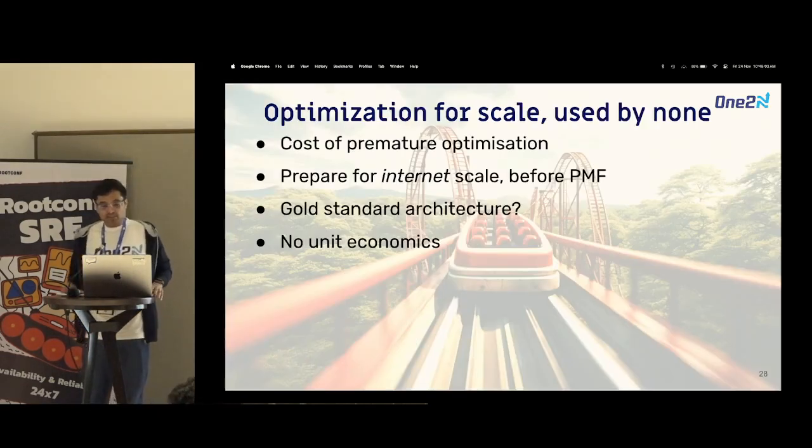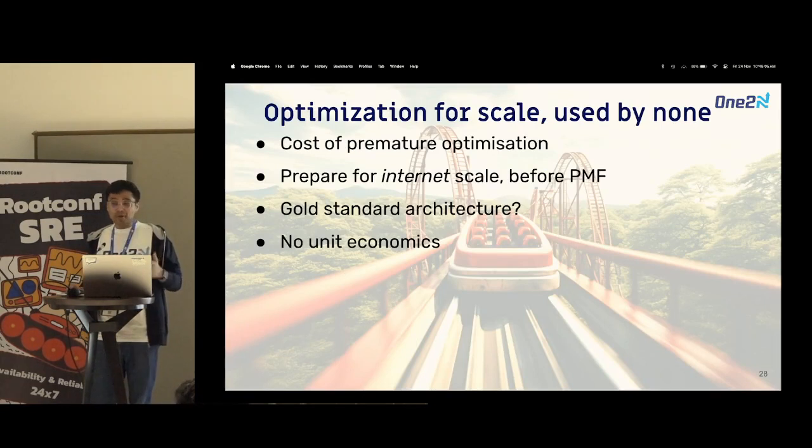Cost optimization: scale and used by none. Now, how about you have this big roller coaster, but nobody actually wants to use it. So we tend to prepare ourselves for internet scale before even PMF, using the gold standard architecture. Well, okay, I have some mixed opinions on that. And identify the unit economics of your workload as well. Like how much it's going to cost to process one particular batch request or an API request, getting it down till there, and then you can actually extrapolate.